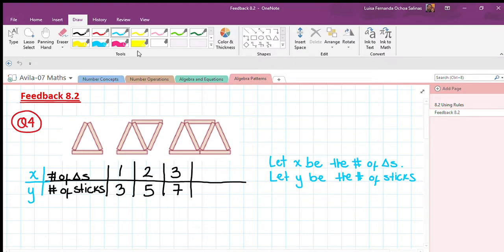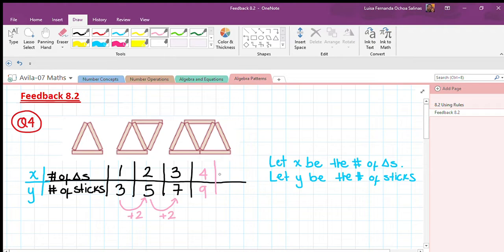So I'm going to use a different color to make this here. If we write it here, what I'm doing is adding 2, adding 2. And we can predict that if I have the next term of the pattern, if I have 4 triangles, I know that this one is going to be 9. Agree? It's very easy because with the previous term, I can add those 2.